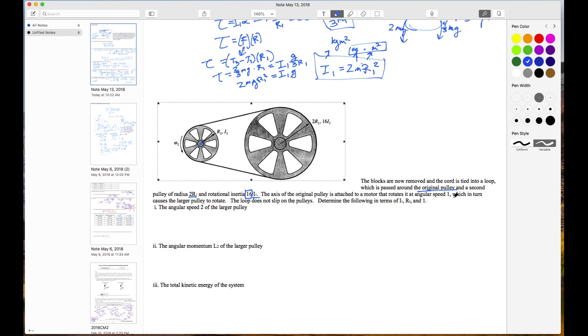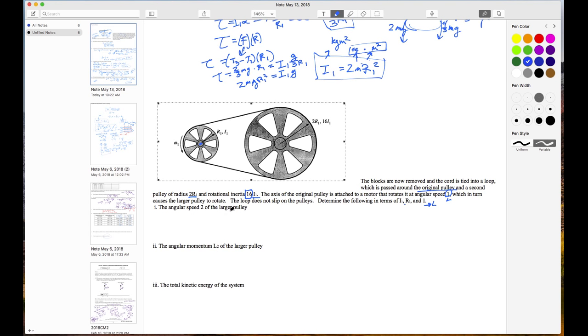That rotates it at an angular speed of omega 1, which in turn causes the larger pulley to rotate. The loop does not slip on the pulleys. Determine the following in terms of I1, R1, and angular speed omega 1. So the angular speed of the larger pulley.